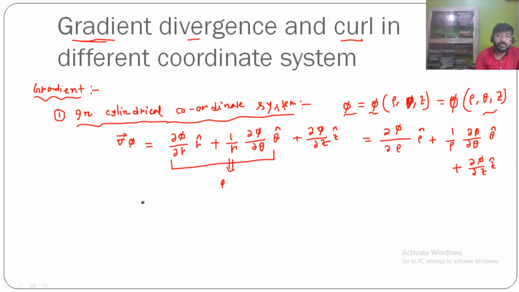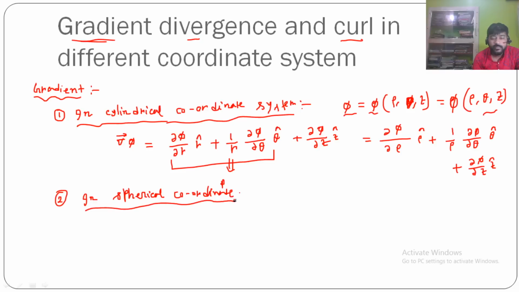Now what about the spherical coordinate system? Let me discuss this gradient in spherical coordinates. In spherical coordinates, the function is basically a function of r, theta and phi. Here it is written in terms of r, theta, phi, so since I have taken the function as phi, instead of phi I will take the function as f here.